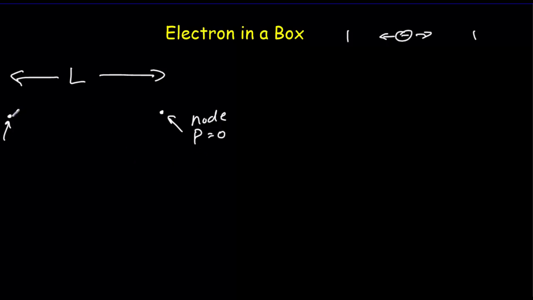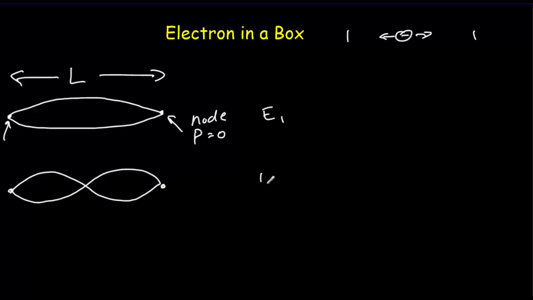So our lowest energy level is going to correspond to this situation where we have one antinode. That would be our ground state, or our first energy level. And naturally, when we get to the second energy level, we would get 2 antinodes. That would be our second energy level. And we could continue on, and at the nth energy level, of course, we'd get n of these antinodes.